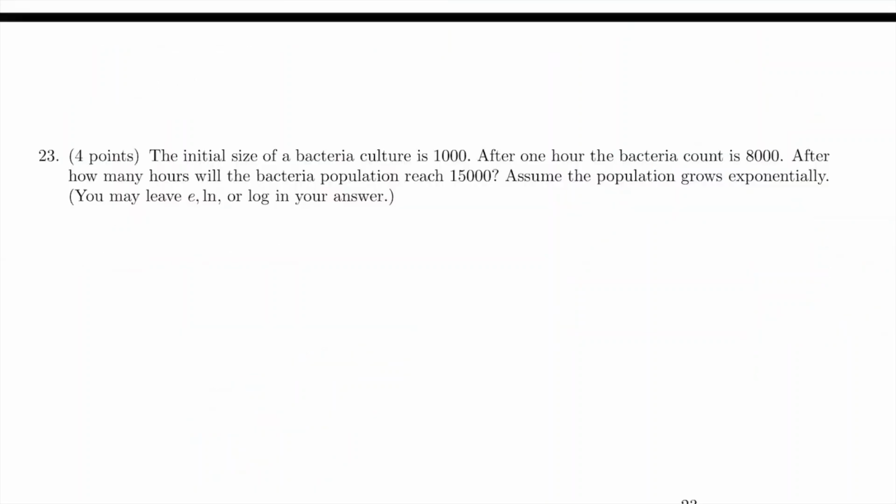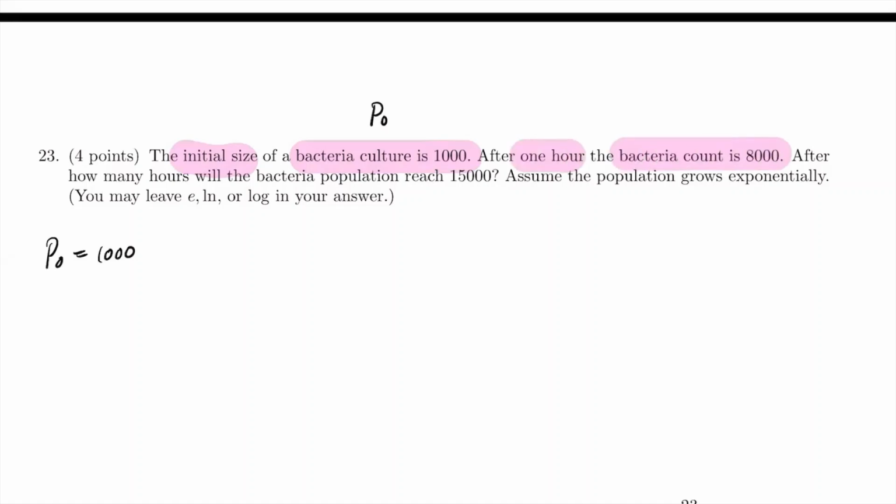So for number 23, we're working with an application of the exponential and logarithmic functions. So the initial size of a bacteria culture is 1,000. So that's the initial size. You can label that as P initial. So the initial amount is 1,000. After 1 hour, so when t is 1, the count is 8,000.